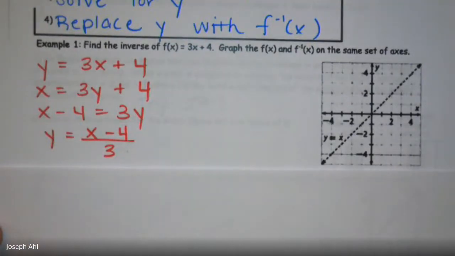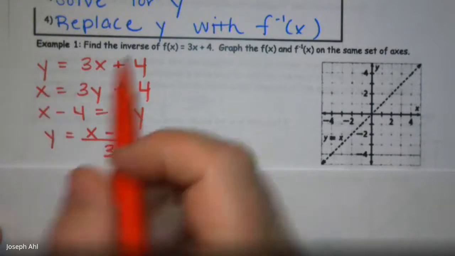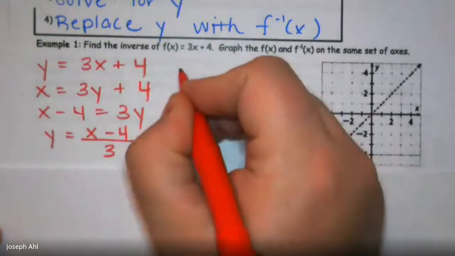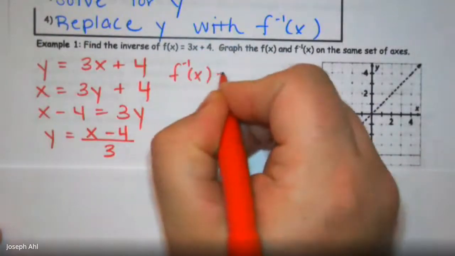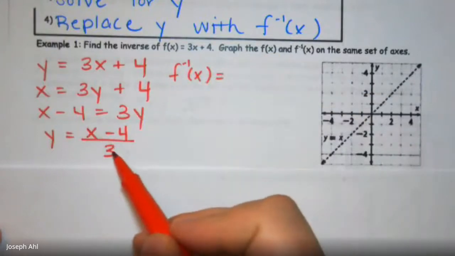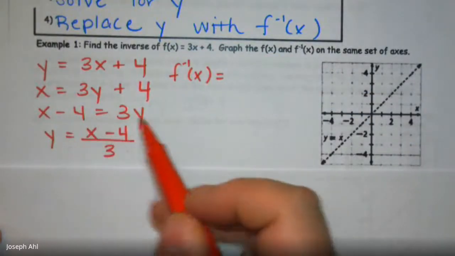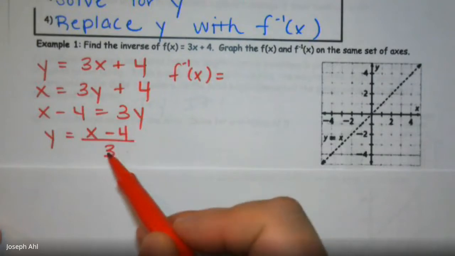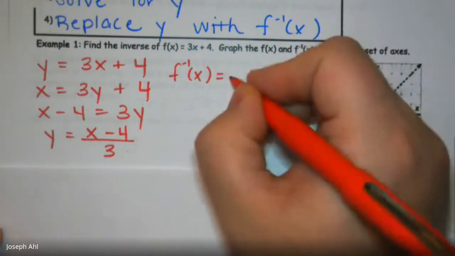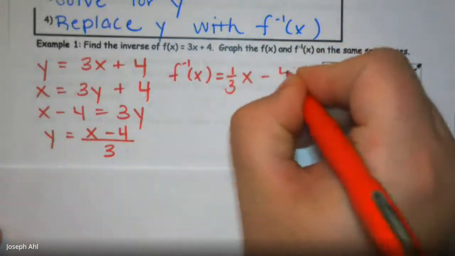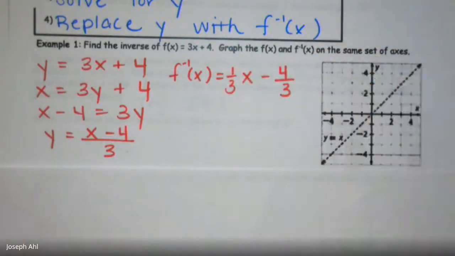I'm going to do two things when I write my final answer. I am going to do step 4, where I replace y with f to the -1 of x. The other thing I'm going to do, just for the simplicity of then graphing this, is separate this and divide each of these by 3. So the 1 in front of this x would make this 1/3 x minus 4/3. Make sure you divide each quantity on top by 3.